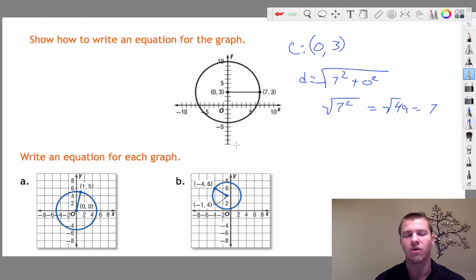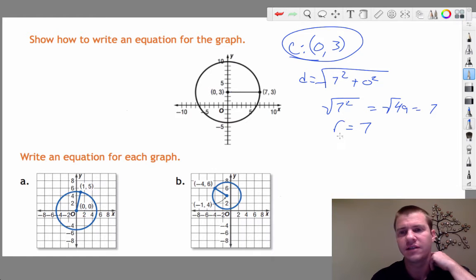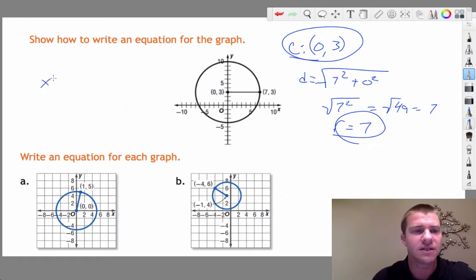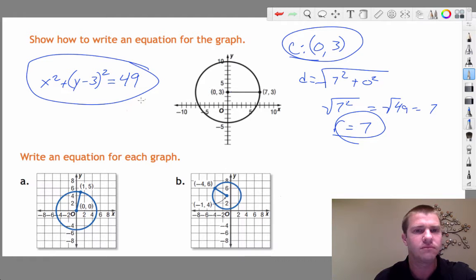Same thing here. So I'm just bringing that up. But if it is easy like this, you can just count. And so my radius is 7. Once I have the center and the radius, I can write the equation: x minus 0 squared plus y minus 3 squared is equal to r squared, which is 49. There you go. Go ahead and try these two on your own. These two, you are going to have to use the distance formula to find the radius.